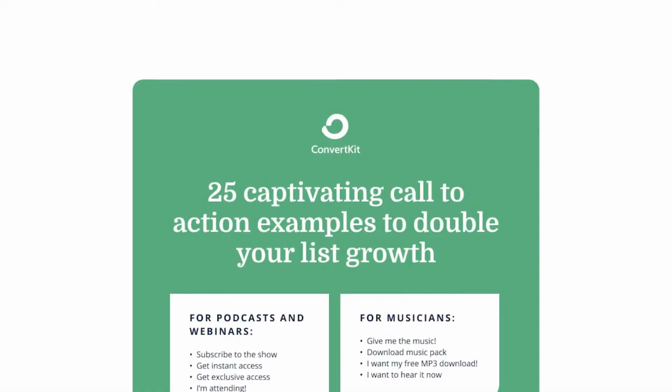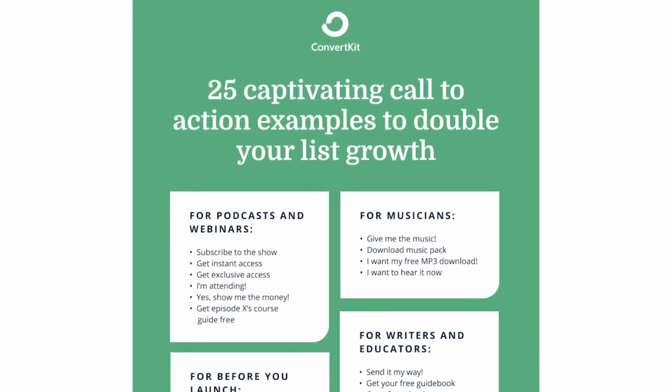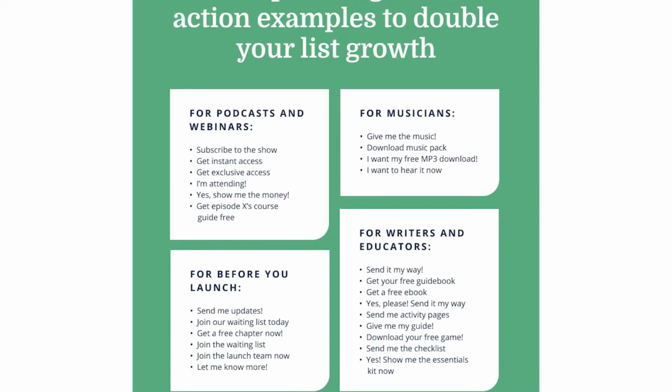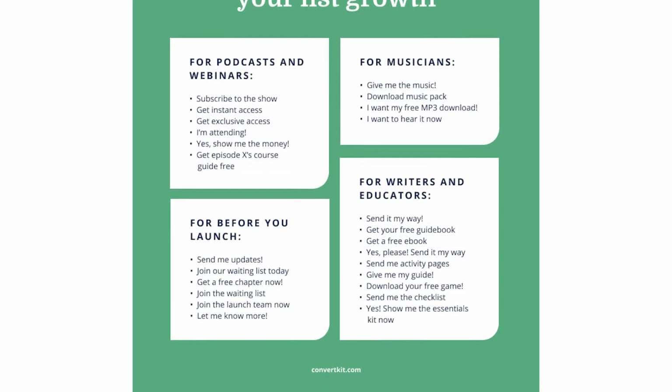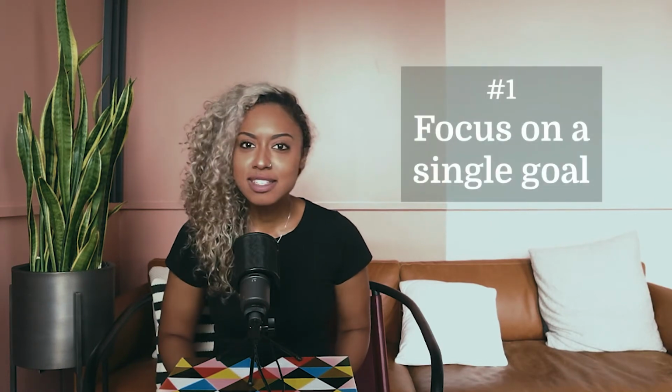Now, really great, captivating call to actions could include terms like get instant access, send me updates, give me the guide, send it my way, and so many more great CTAs that can get more specific depending on the exact niche that you're in. Regardless of the CTA you choose, there's a few best practices you'll want to make sure you follow. Number 1, focus on a single goal.